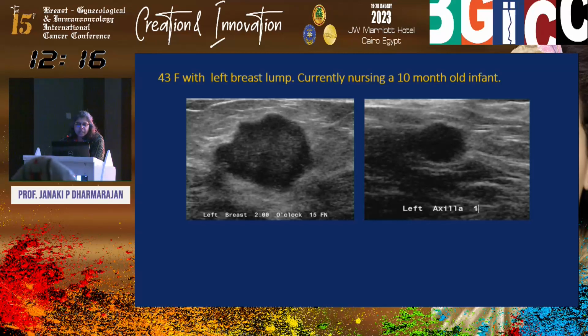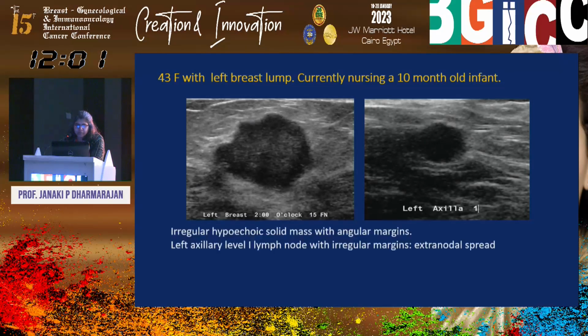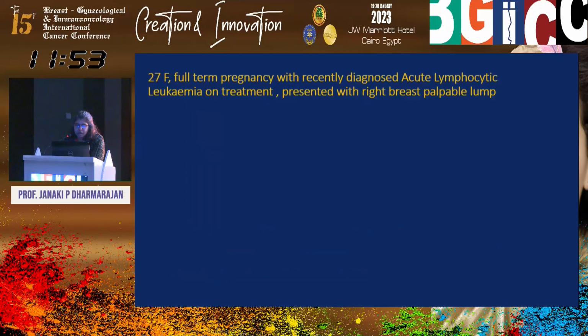A 43-year-old lady with a left breast lump, and she was currently nursing a 10-month-old infant. So this is what we had found out. Again, a suspicious mass in the left breast, and her axilla was also showing a mass with irregular margins, suggestive of extranodal spread. Core biopsy showed invasive mammary carcinoma. This was a HER2-enriched tumor, again with a high proliferative index.